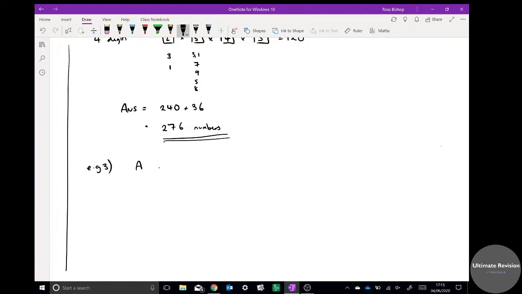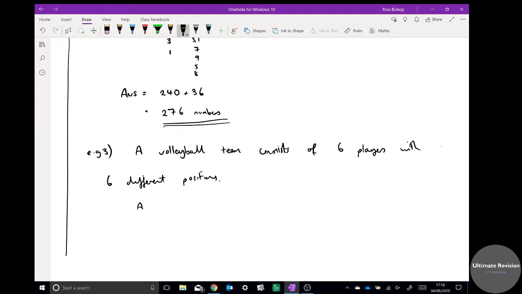So here we go. A volleyball team consists of 6 players with 6 different positions. Okay, so 6 different players and 6 different positions. Now for this particular squad, so let's say Beach United, which is a volleyball team, has a squad of 12 players. Okay, so there's 12 players in the squad.